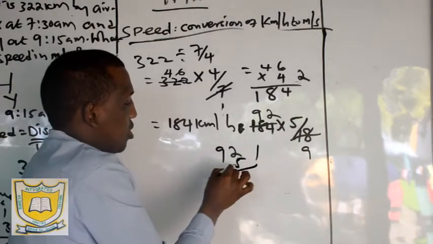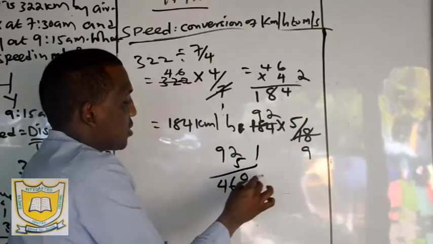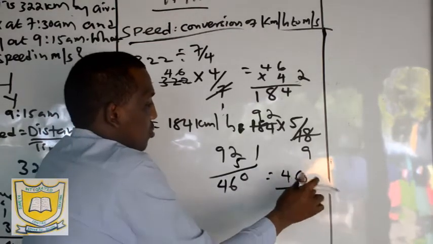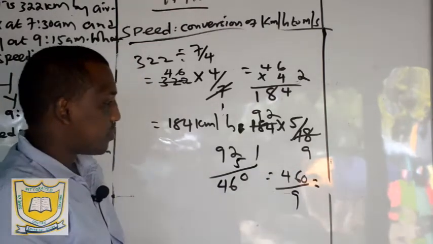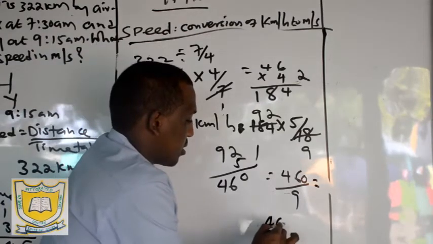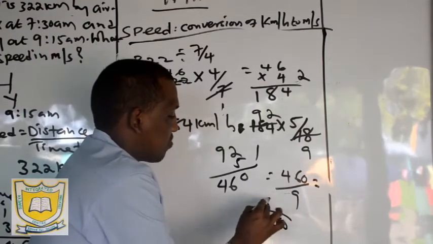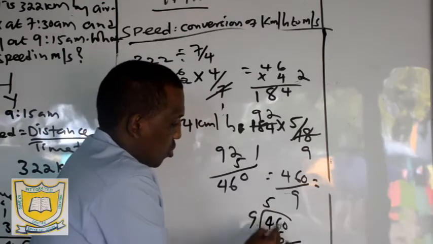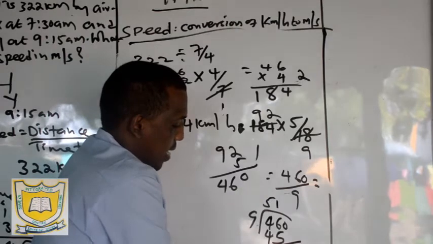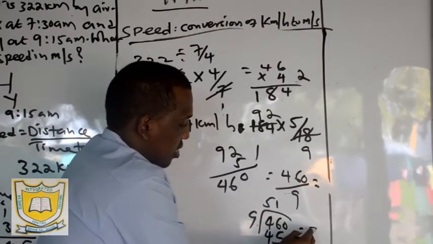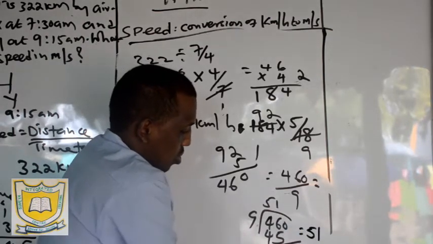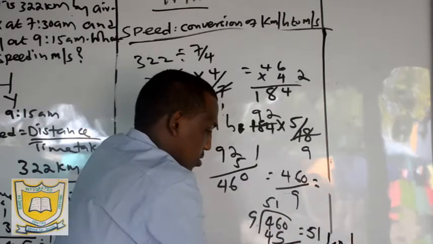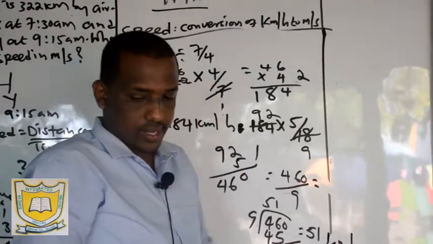10 carry 1. 45, 46, 460. So you say 460 divided by 9. 5 because of 45. Here remains 1, 0. 1 because 9 minus 1. So you will get 51 whole number 1 over 9 meters per second. That is how we will get that answer.